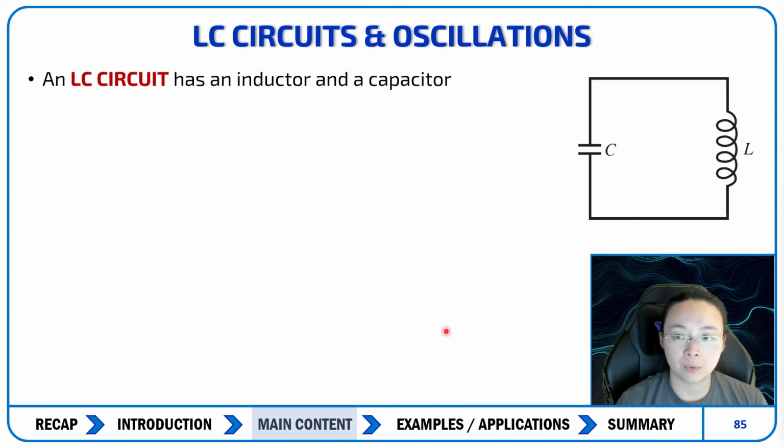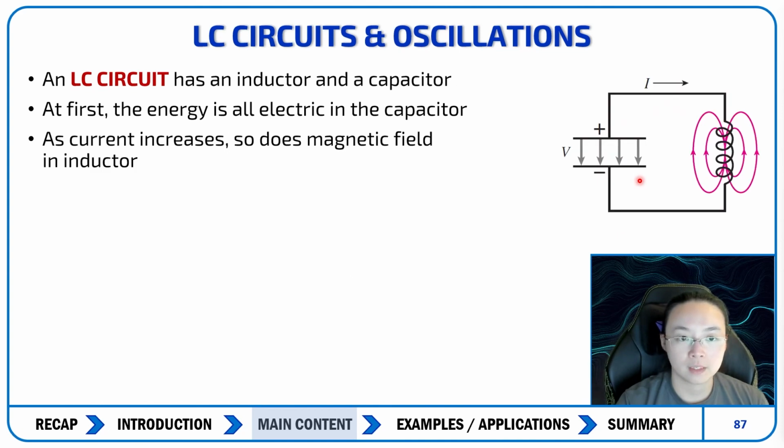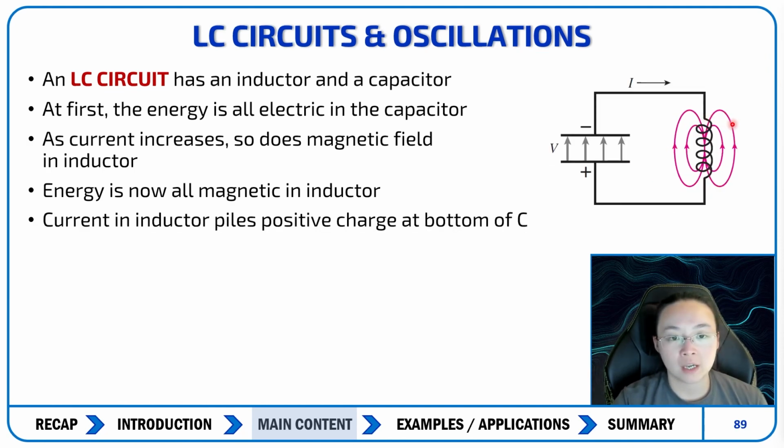So we're now just going to go through an overview of how LC circuits work, as well as what types of oscillations there are. So an LC circuit has an inductor, here L, and a capacitor. At first, the energy is all electric within the capacitor. Afterwards, the current is going to flow through and reach the inductor. And as the current increases, so does the magnetic field within the inductor. Now, all of the energy has now gone from electric to magnetic. It's now in the inductor itself. After some time, the current in the inductor is going to pile up a positive charge at the bottom of C. So you have the current going through, and we have a positive charge buildup over here at the bottom.